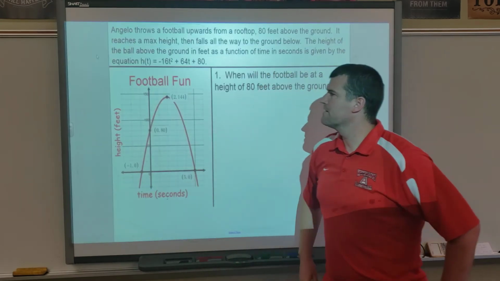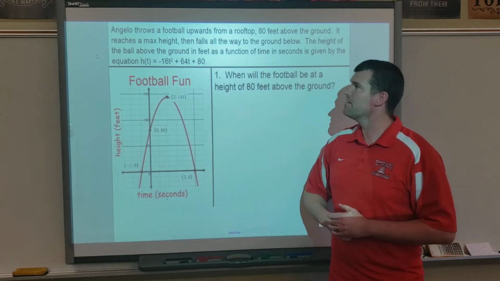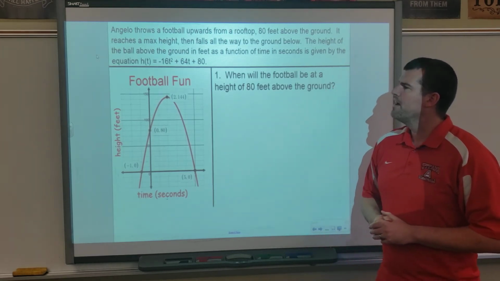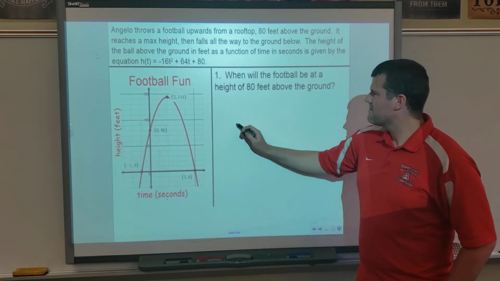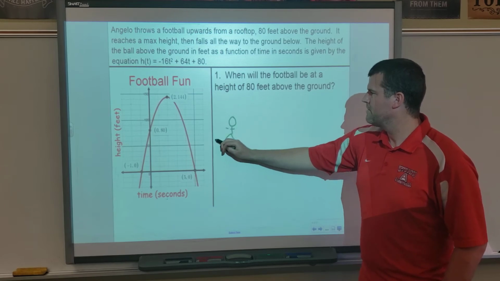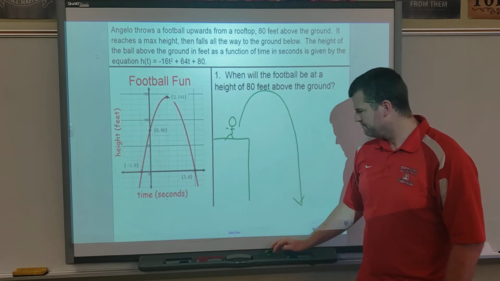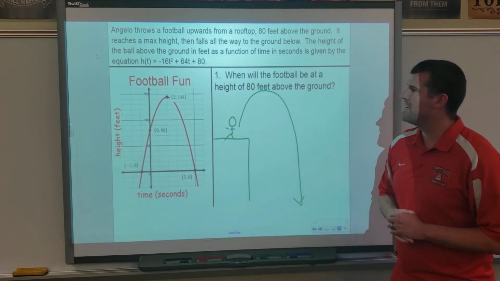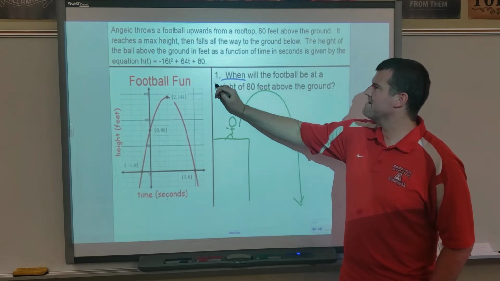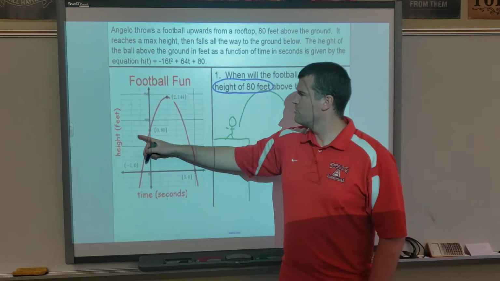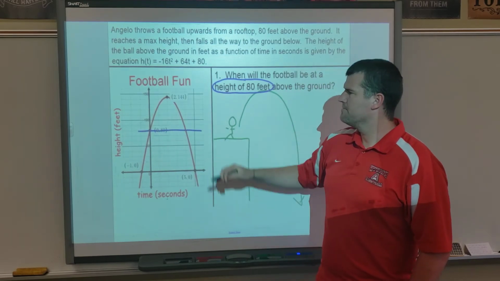Our third and final example that we're going to look at was when Angelo threw the football from the top of the building that was 80 feet tall, and then it went to the ground below, right? So here's Angelo, here's the building, he throws that football up, and then it goes and hits the ground. Okay. When will the football be at a height of 80 feet above the ground? Well, again, we want to know when the height is 80 feet. So we go to a height of 80 feet, which is right here, and we draw a horizontal line.